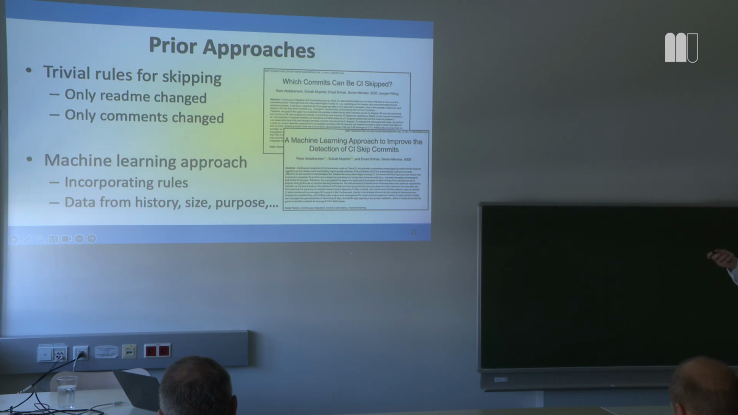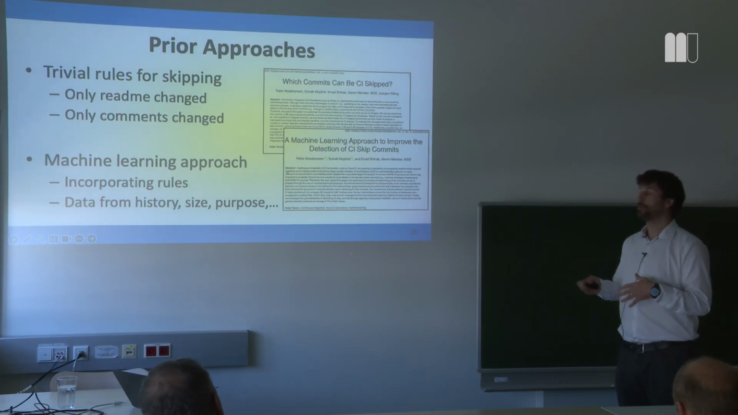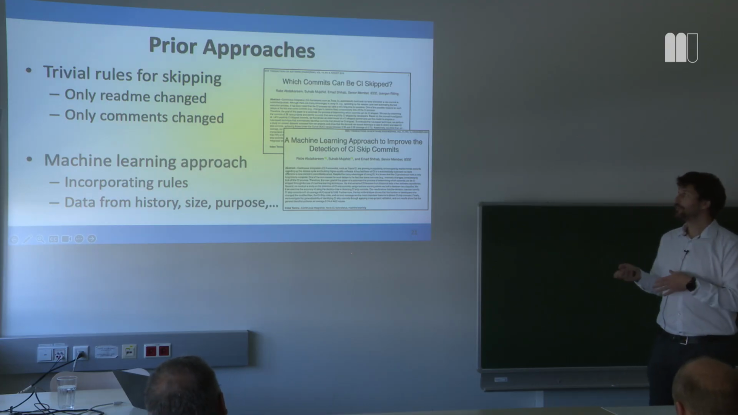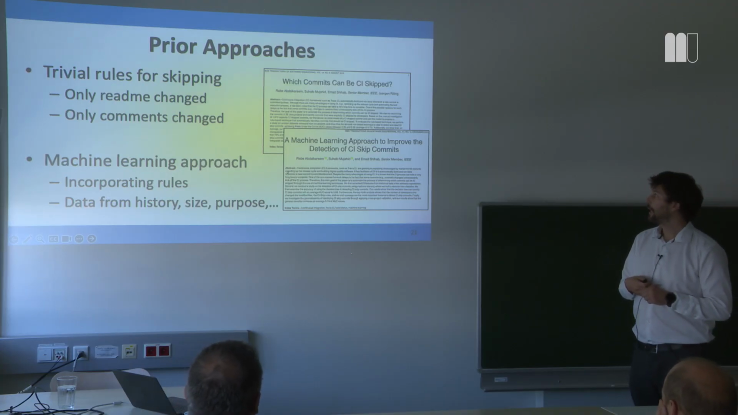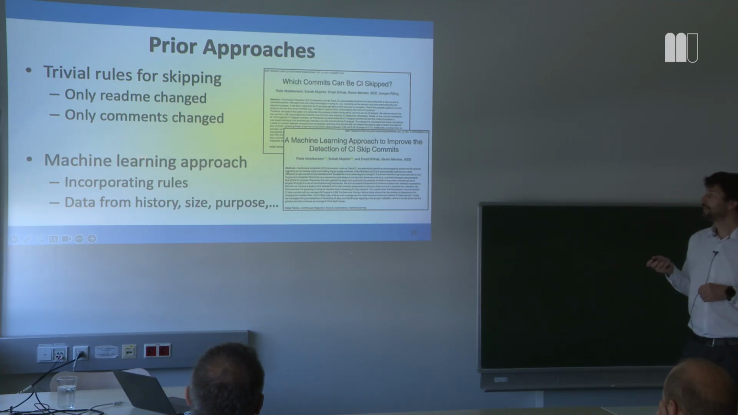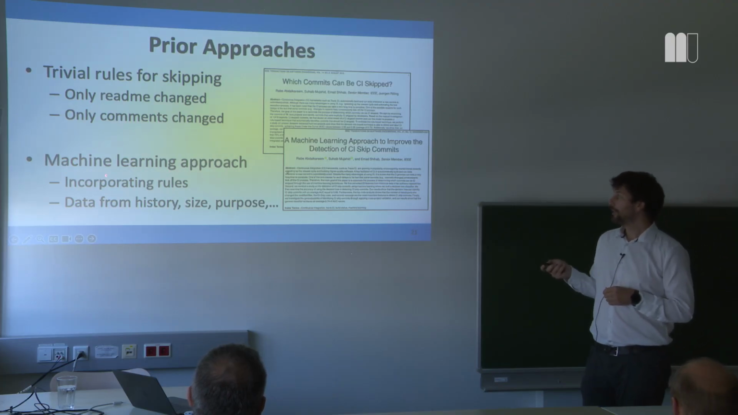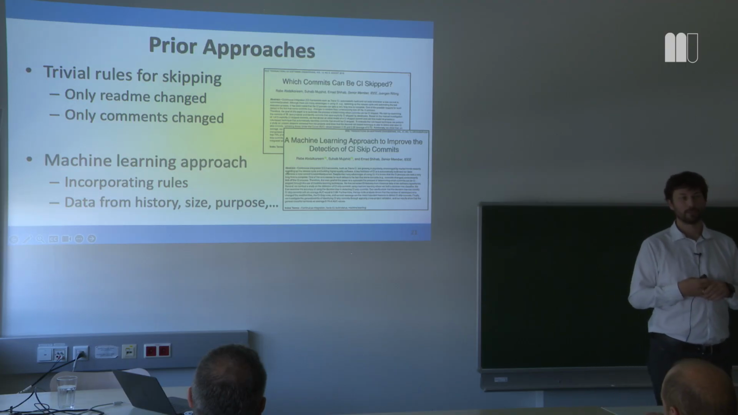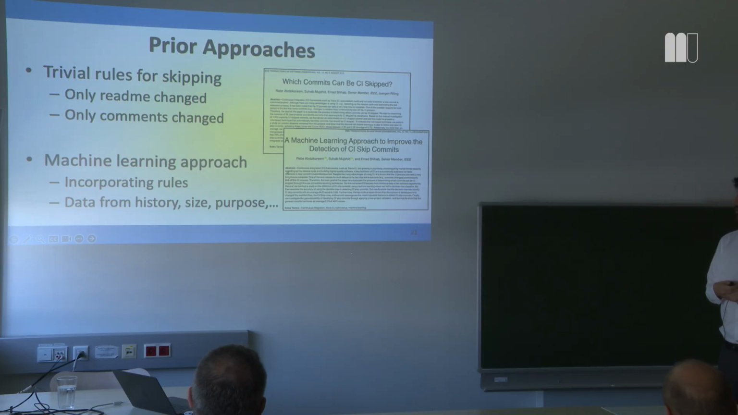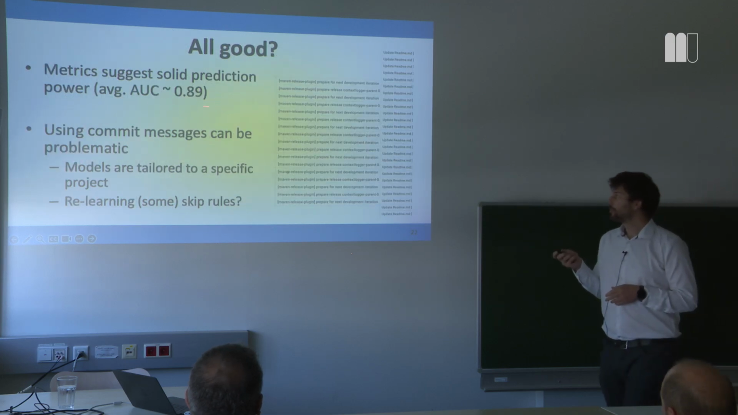So there are two main prior approaches to that topic. One that actually told the system such rules: skip when only the README changed, skip if only comments changed. So these are quite trivial rules to avoid a lot of CI runs already. And a more sophisticated approach which leverages machine learning, incorporating those rules and also data from other sources, like from build history, from experience of developers and so on. Both of them were quite okay. The metrics that they proposed were quite solid.